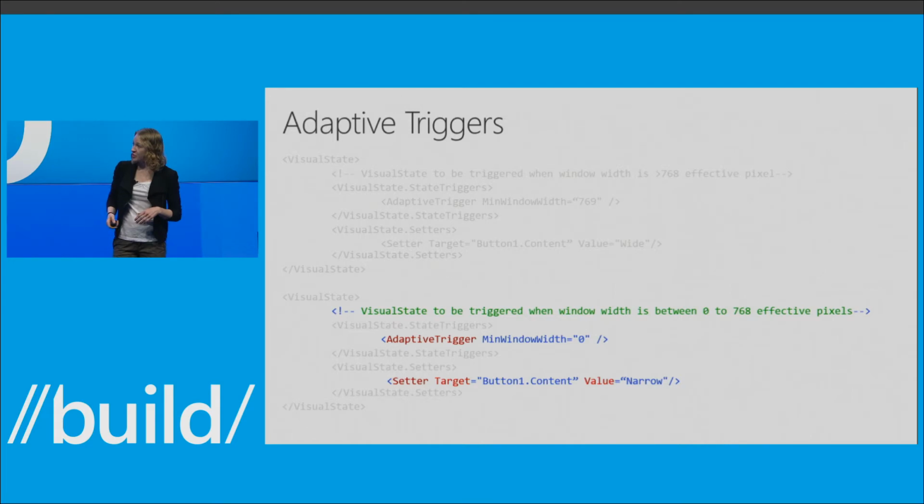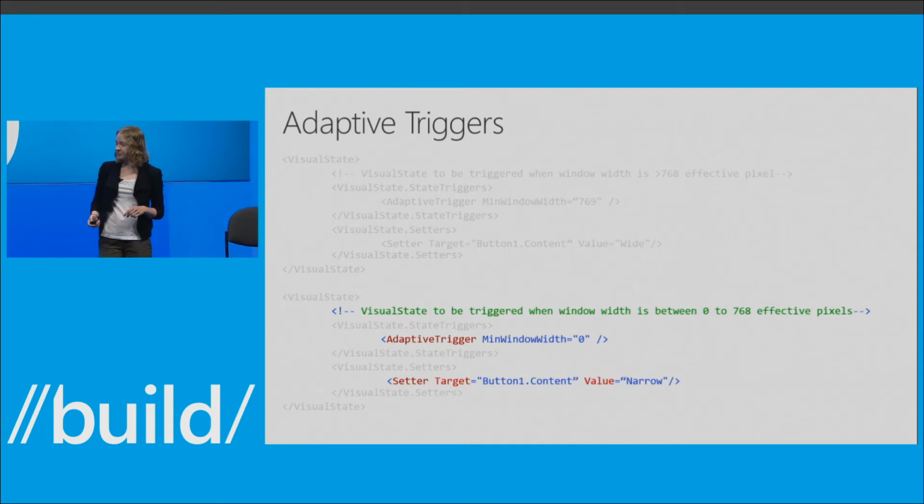Now, these adaptive triggers can be used in many ways and with many different types of triggers. This is an example of using minimum window width, but you could also imagine using input type or device family or some other custom trigger.